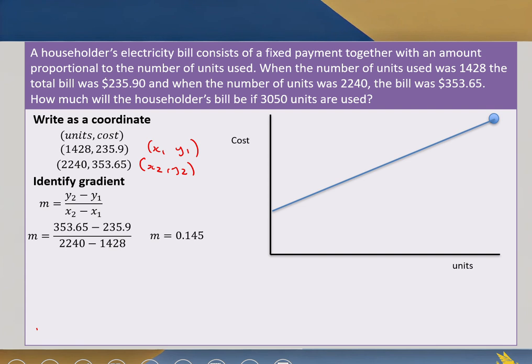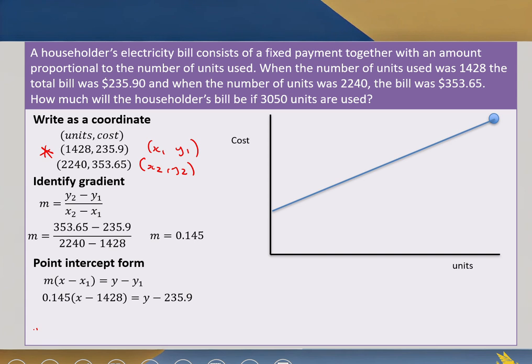The next step that I'm going to do, I'm going to use point gradient form. Point gradient form means that I need my gradient and I need one of the points. So I'm going to use my first point just because the numbers are smaller. So that means my m is 0.145, my x1 will be 1,428, and my y1 is 235.9. I just need to simplify this.